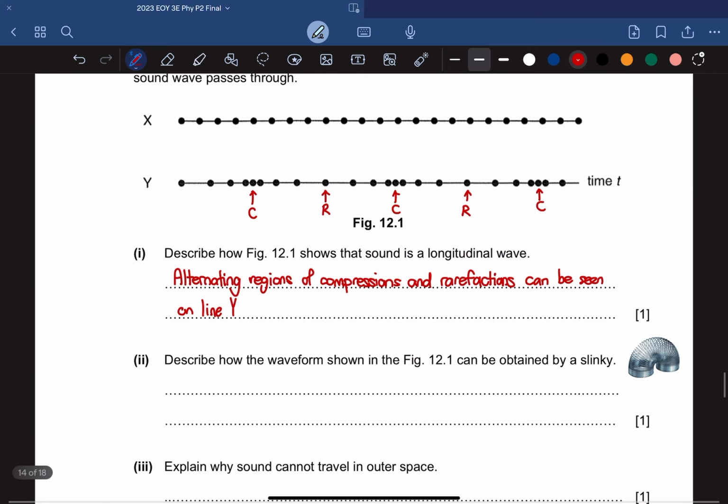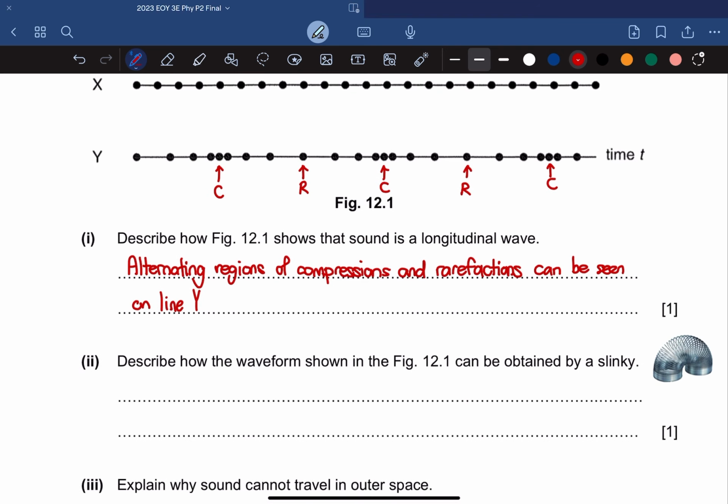Part 2. Describe the waveform shown in figure 12.1 and how it can be obtained by a slinky. I put a picture of a slinky here in case you forgot what a slinky is. A slinky is essentially just a very big metal spring, and we can obtain a longitudinal wave very simply, just push and pull the slinky along its length. It is important to specify how we are moving this slinky, because it must be parallel to the direction of the length in order to produce a longitudinal wave.